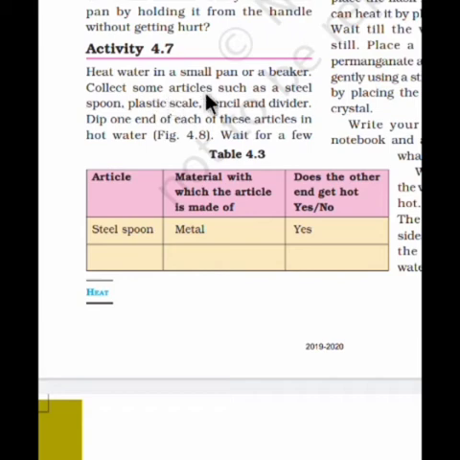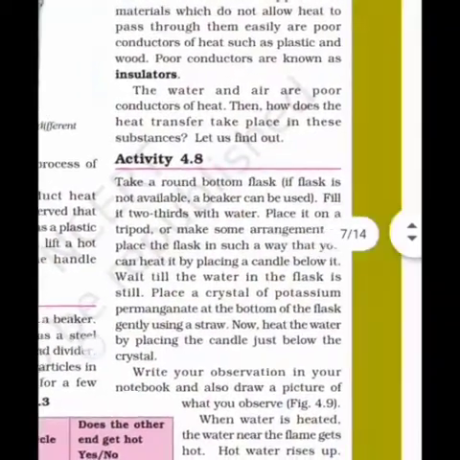Collect some articles such as a steel spoon, plastic scale, pencil and divider. What you have to do is collect some articles, like a steel spoon, which means a metal article, a plastic scale, and a pencil, which is a wooden article, and a divider. Dip one end of each article in hot water and wait for a few minutes.